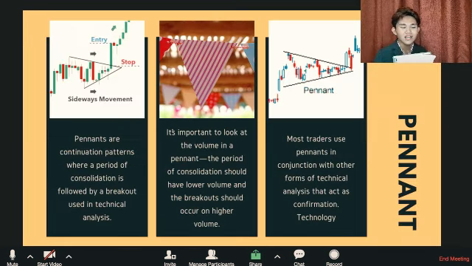We will also be talking about the pennant. Pennants are continuation patterns where a period of consolidation is followed by a breakout, used in technical analysis. It's important to look at the volume on a pennant. The period of consolidation should have lower volume and the breakouts should occur on higher volume. Most traders use pennants in conjunction with other forms of technical analysis that act as confirmation.